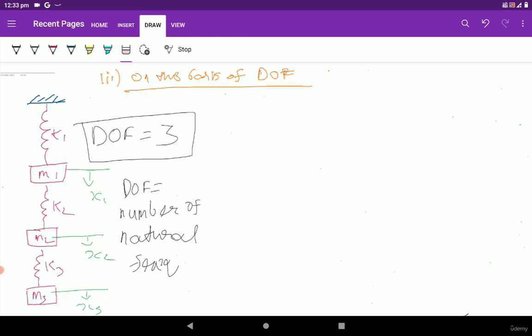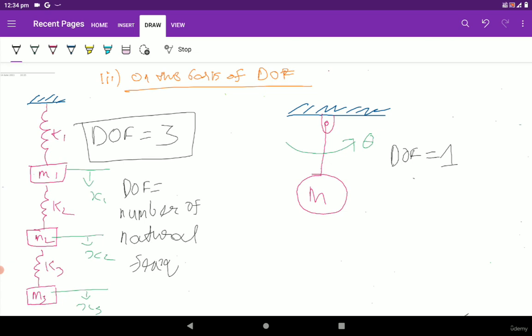Now suppose there is a string here which is attached to some circular mass m, and we are going to give it some angular displacement theta. So there is only one possible displacement for this system. So we can say for this system degree of freedom is equal to 1. Now moving to the next example.